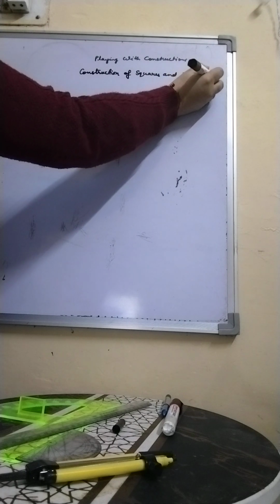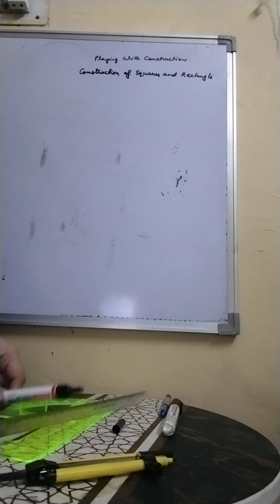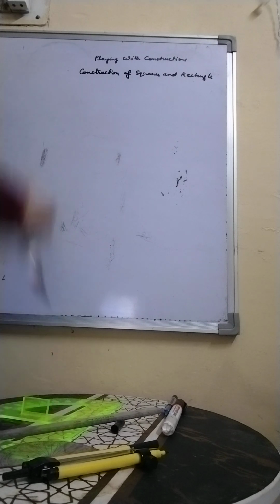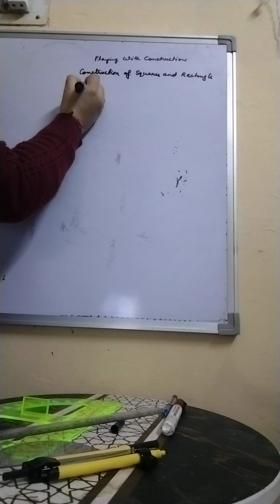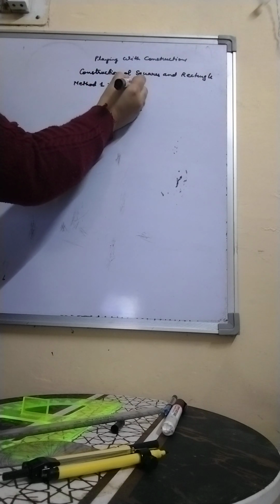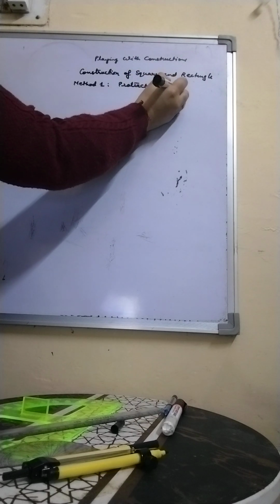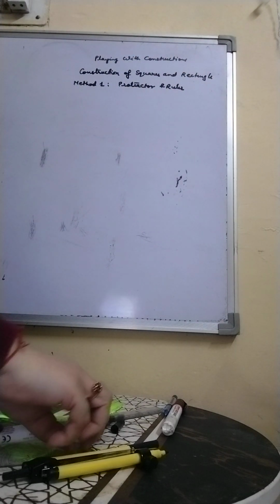So for the construction of squares and rectangles, you need the protractor, the ruler and the compass. We will see that there are two methods of drawing a square or rectangle. So let's first have method 1. Method 1 uses protractor and ruler. So this is method 1.